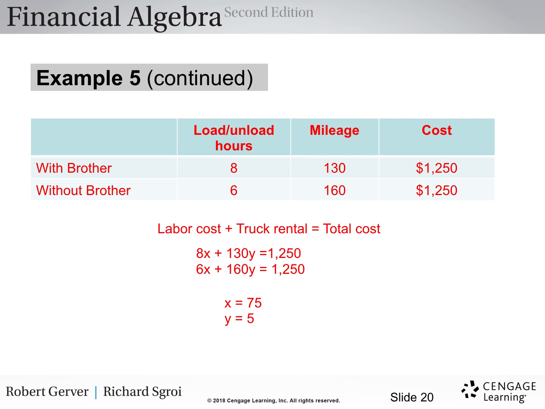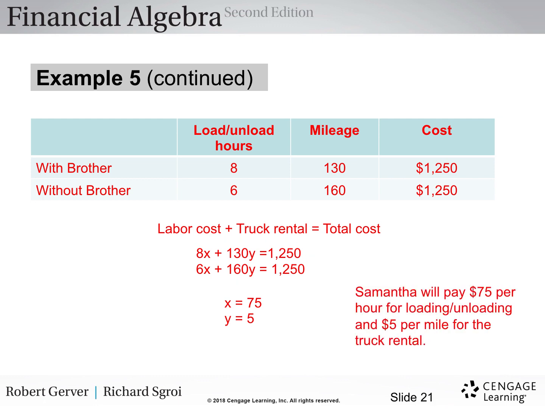So we can take these two equations and we can either graph them and look where they intersect, or we can solve them simultaneously. Remember from algebra how you solve simultaneous equations, and we come out with x is equal to 75 and y is equal to 5. Well, what does that mean? Basically, what that is saying is that Samantha will pay $75 per hour for loading and unloading and $5 per mile for the truck rental. So that's the cost that the moving company will charge her.